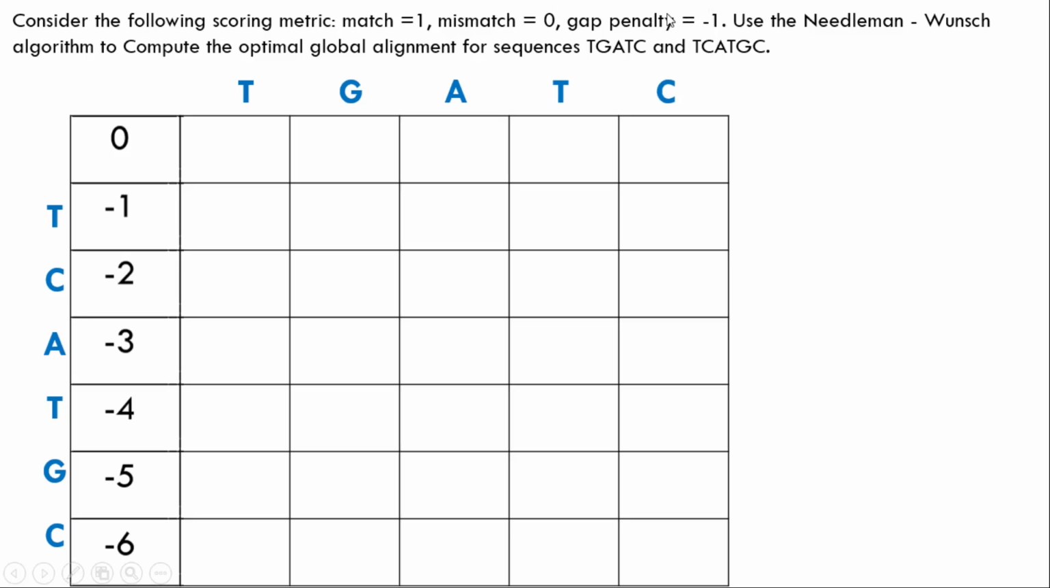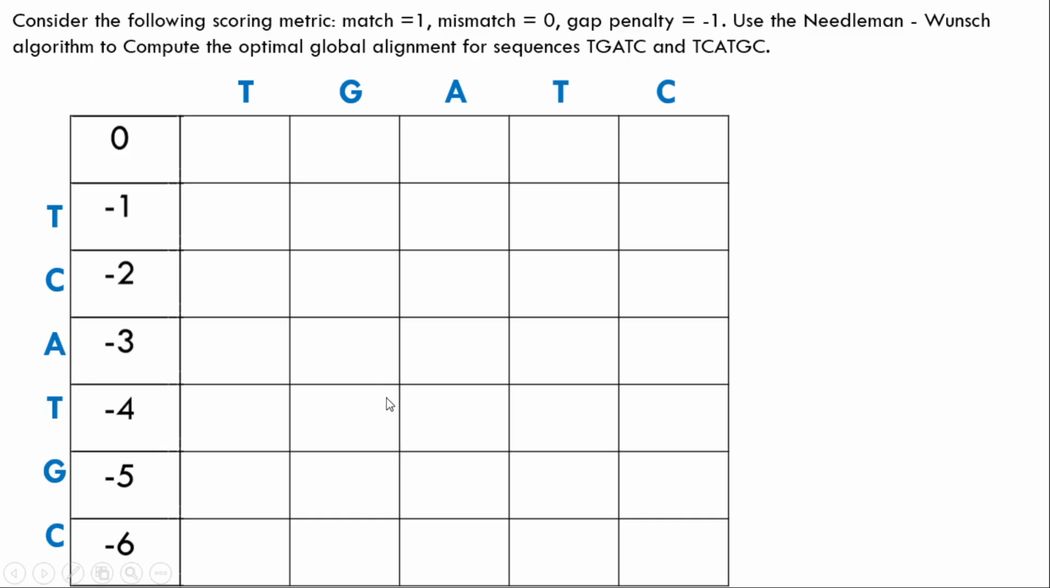So you keep adding the value of -1. So 0, in 0 you have to put -1. How much is it going to be? -1. Then again you put -1, it is -2. Then again you put -1, -3. You keep adding the value of indel or gap penalty.